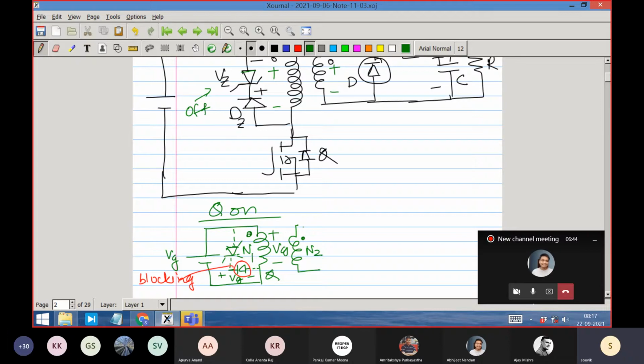Now this is plus minus. That plus minus makes the rectified diode forward biased. This is forward biased. This is on. And this is diode D1. D1 is on. So Q1 is on.